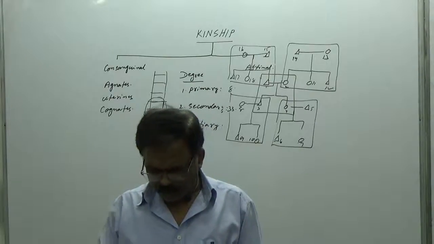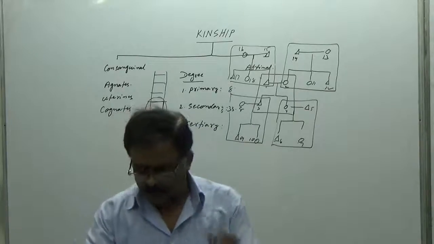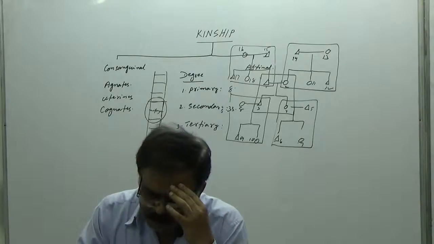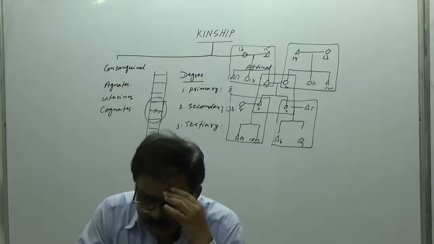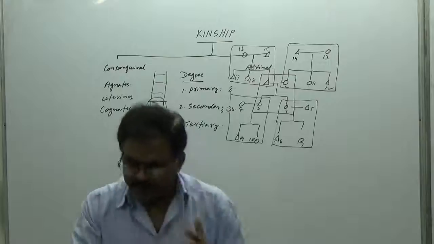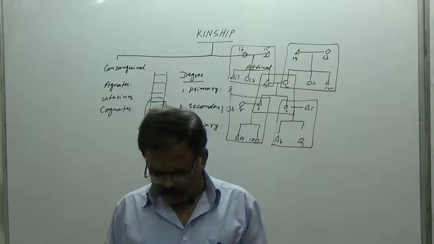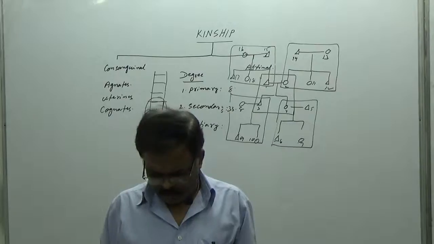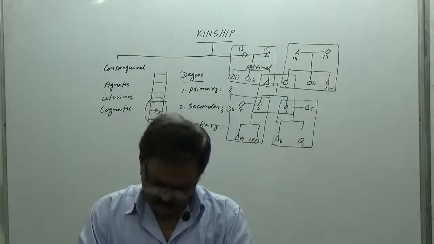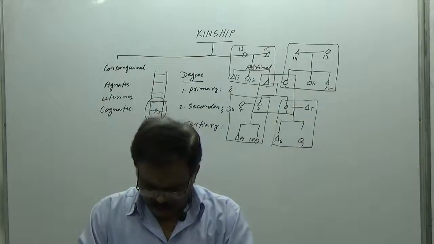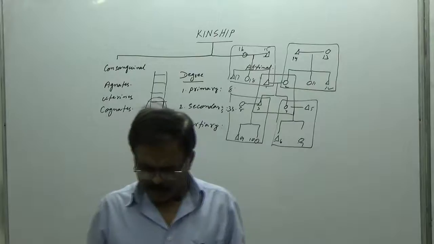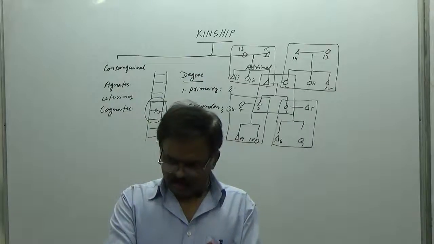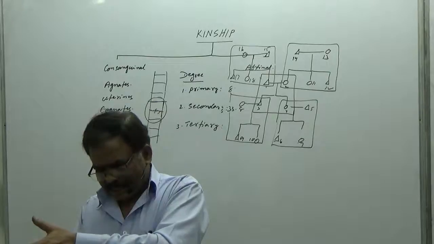Then affinal. Who are that affinal? In-laws. All in-laws. Write all that. Father-in-law, mother-in-law, brother-in-law, sister-in-law, daughter-in-law, son-in-law, and so on. All in-laws come under it. They are secondary in nature. Secondary affinal. All affinal are secondary only, except wife and husband. Wife and husband are primary affinal. Remaining all in-laws are secondary affinal.